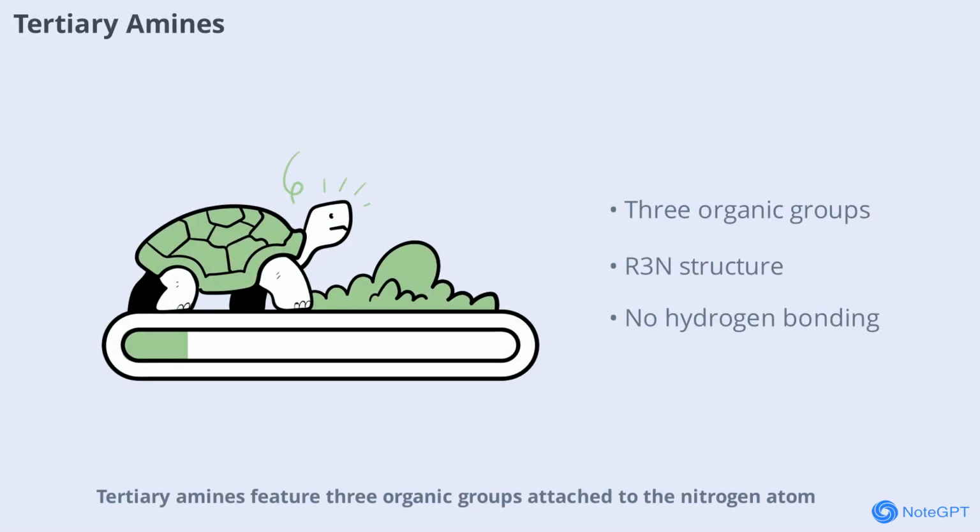Tertiary amines feature three organic groups attached to the nitrogen atom with no hydrogens left. Their general formula is R3N, and these amines cannot form hydrogen bonds with themselves, which leads to lower boiling points compared to primary and secondary amines. Their chemical behavior is also distinct, making them useful in various synthesis processes.